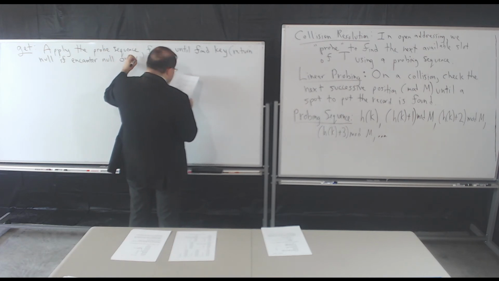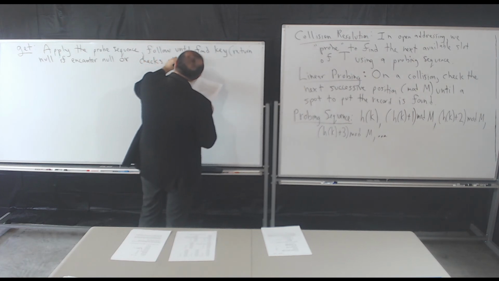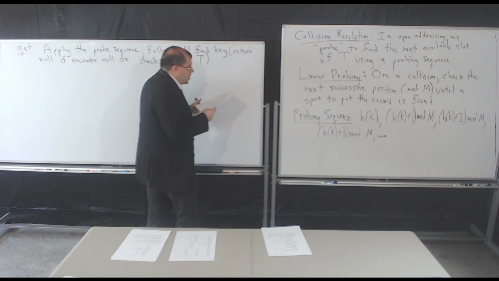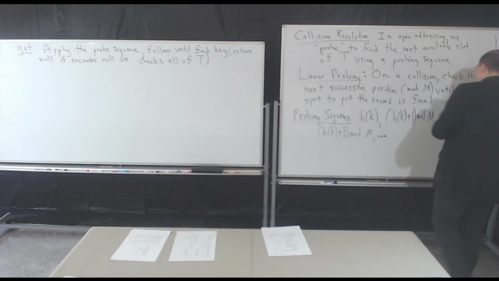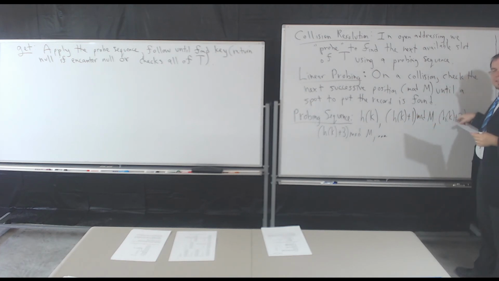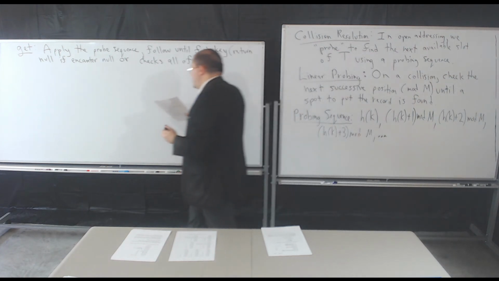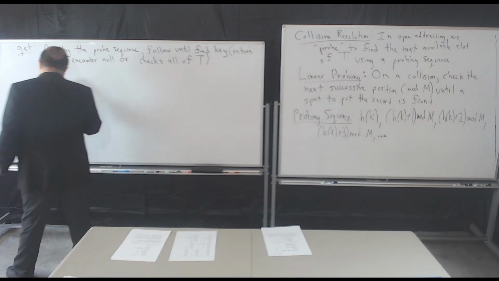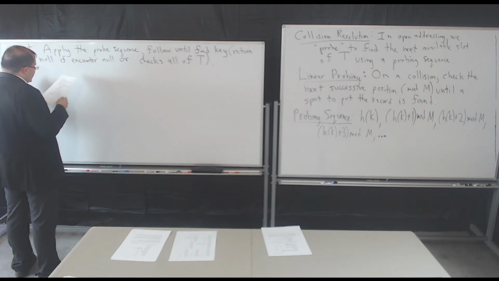Or it checks all of T. That means I keep doing my linear probing all the way through. I keep doing this until I've hopped enough times that I've looked at the entire table. And once I've done that, I know I'm done. It's not there.